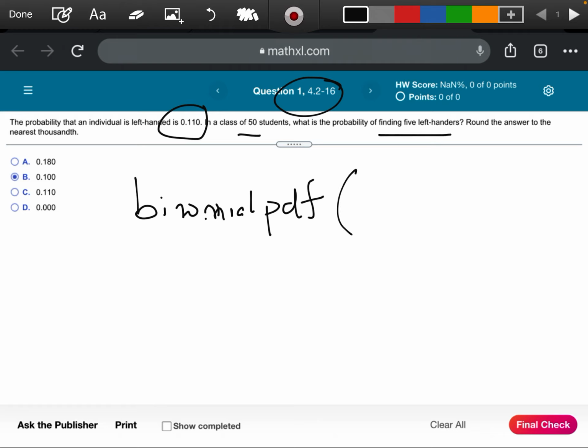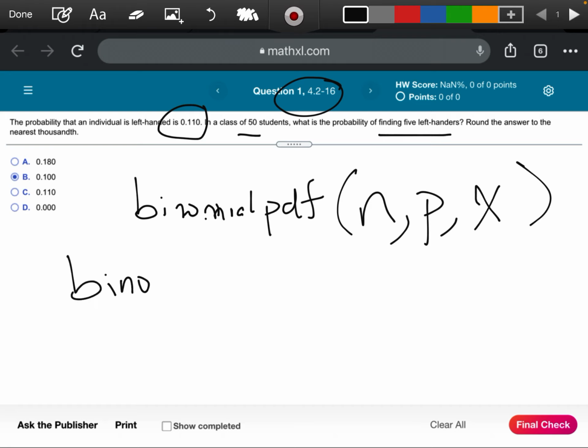PDF. When I'm doing this on my calculator, it's going to ask me for a couple of things. The first is my number, how many people we're looking at. The second is my probability. And the third is this variable x, which is how many left-handers we're going to be looking at in our case. Let me show you all how I'm going to do this.